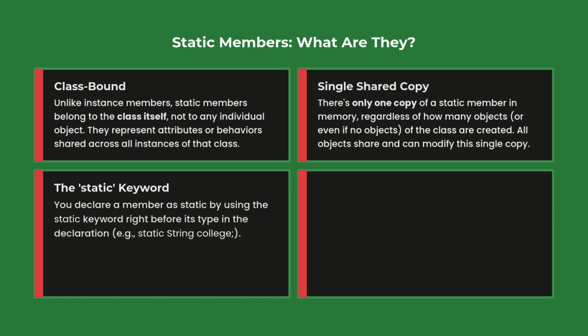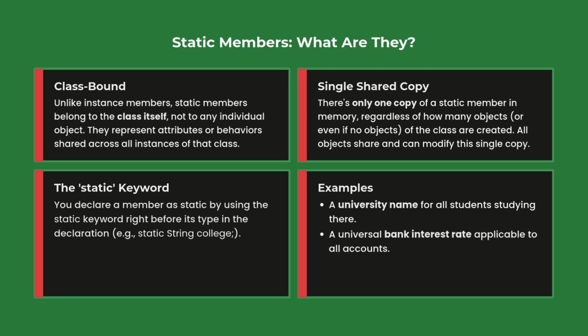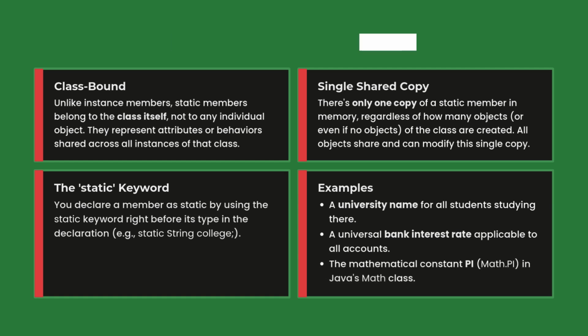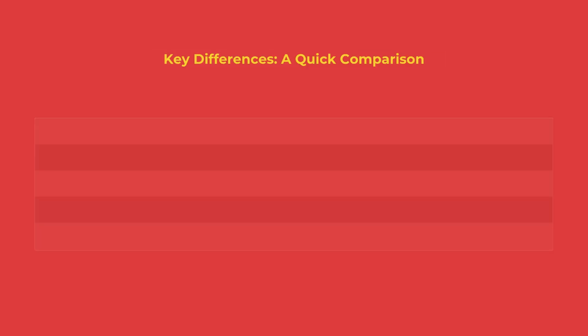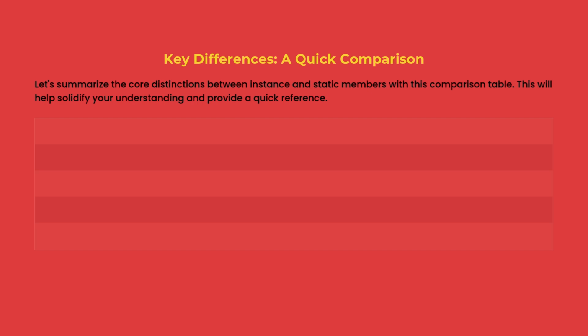Example, static String college. Examples: a university name for all students studying there. A universal bank interest rate applicable to all accounts. The mathematical constant pi, Math.PI, in Java's Math class. Key differences. A quick comparison. Let's summarize the core distinctions between instance and static members with this comparison table. This will help solidify your understanding and provide a quick reference.